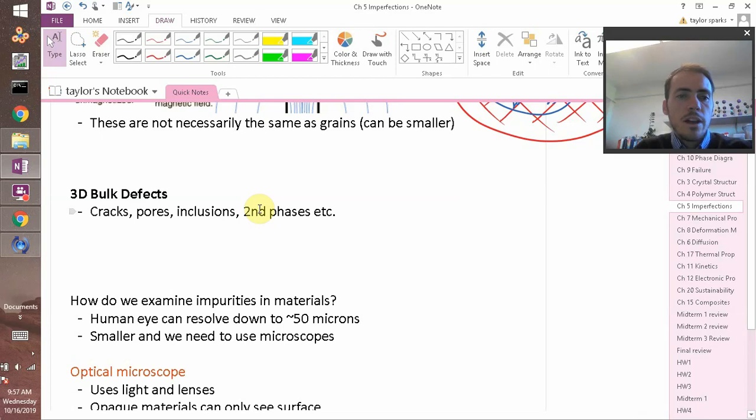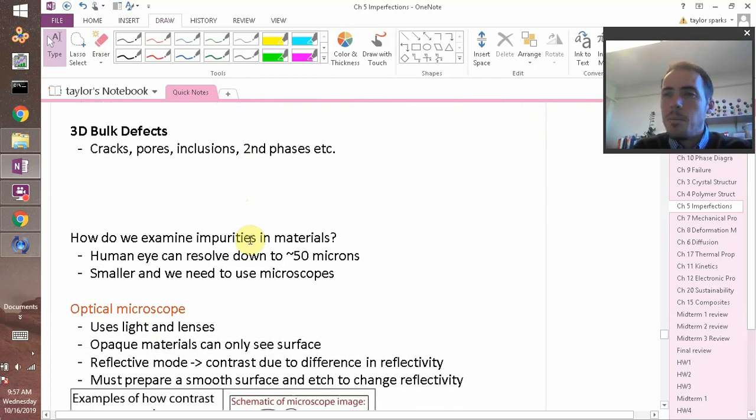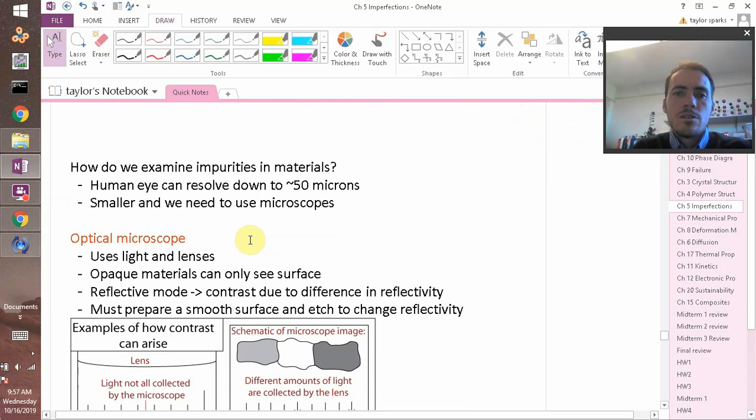So now we come to the last part of today's class, which is how do we actually examine these impurities in materials, right? So first off, you could use your human eye, and your human eye can see down to between maybe 10 to 50 microns, somewhere around there, depending on how good your vision is. So how thin is that? Well, a single hair on your head is about 10 to 20 microns, and that's about as small as the naked eye can see. If you want to go smaller, you have to use microscopes.